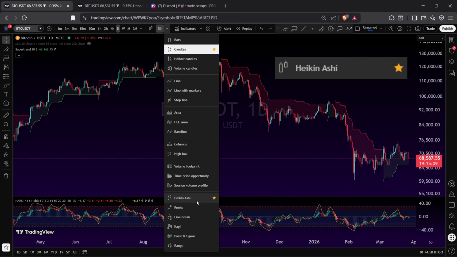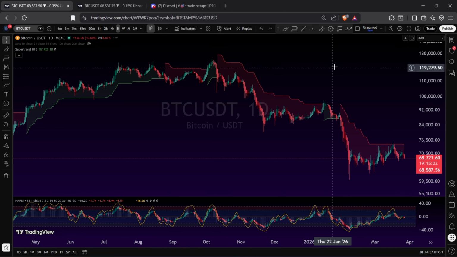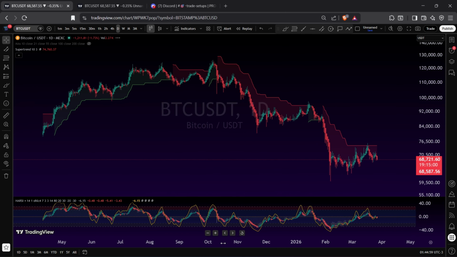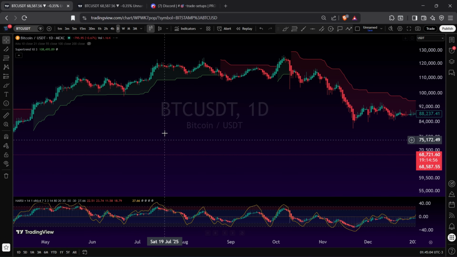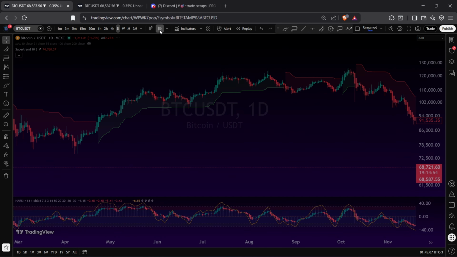When I activate the SuperTrend, I immediately go to the top of my chart and change the actual price candles from standard candles to Heikin Ashi candles. Heikin Ashi candles calculate price differently, using averages from the previous session to paint the current candle. This aggressively smooths out the visual representation of the trend.